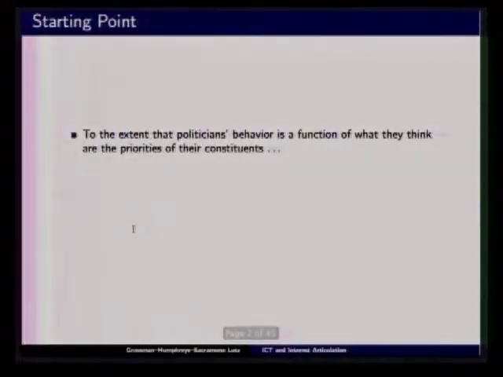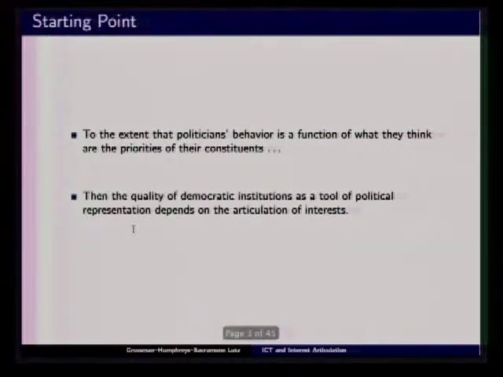Let's motivate the study. So a starting point is the idea that to the extent that politicians' behavior is a function of what they think are the priorities of their constituents, then the quality of democratic institutions as a tool of political representation really depends on the ability of citizens to articulate their interest.